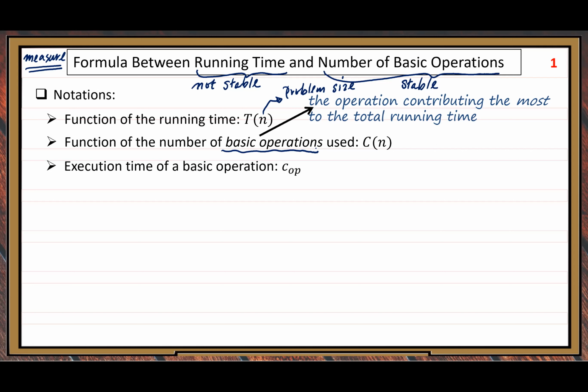Then another concept, we need to use a special notation. That is the execution time of a basic operation, little c with subscript OP. Because for each basic operation, its execution time on different machines could be different. Supercomputer, low-end computer, this number is quite different. Even if it is so different on different machines, we can treat it as a constant. No problem on that.